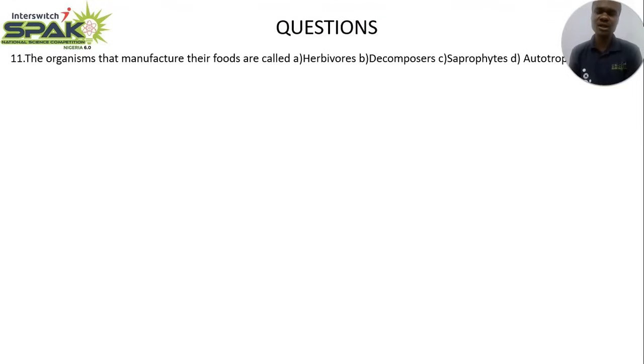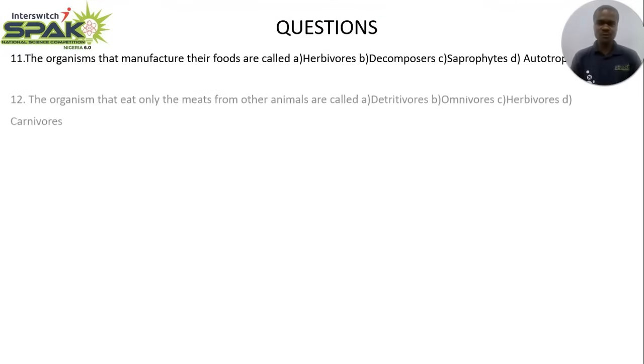sun in the case of photoautotroph, or using the chemical energy obtained from the oxidation of simple chemical compounds in the case of chemoautotroph. So the appropriate answer is autotroph, option D.